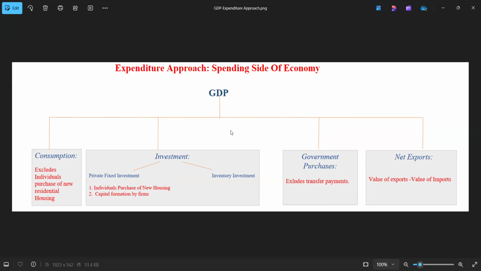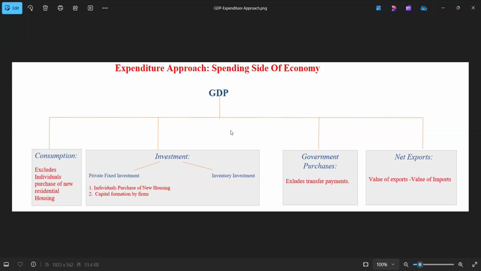So one method that we can use to measure GDP is the expenditure approach, which focuses on the spending side of the economy. Here, the four main actors that we consider are households, firms, government, and foreigners. Based on the expenditure approach, the first component of GDP that we will look at is private consumption.